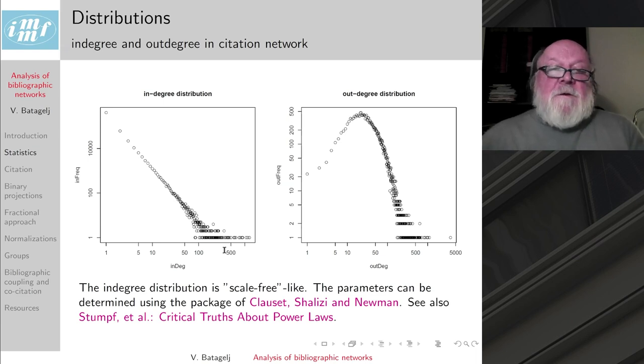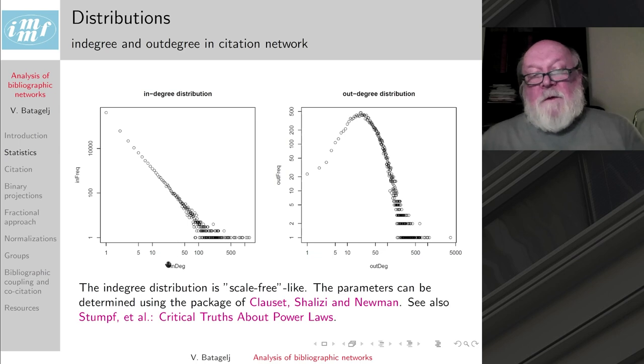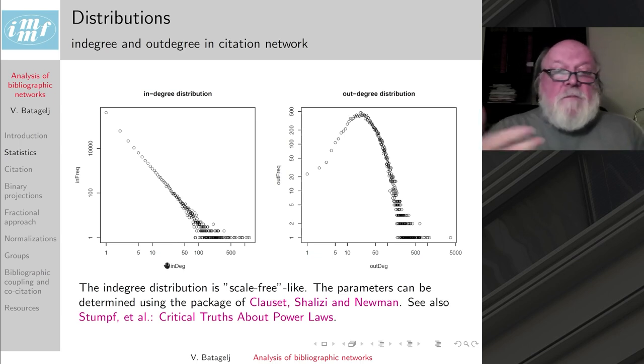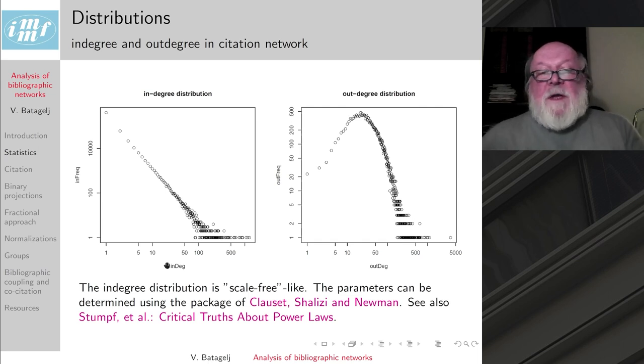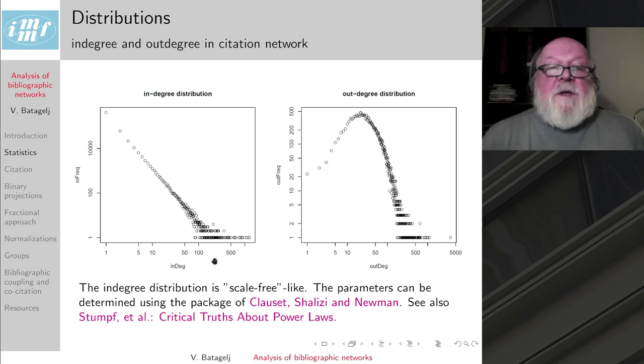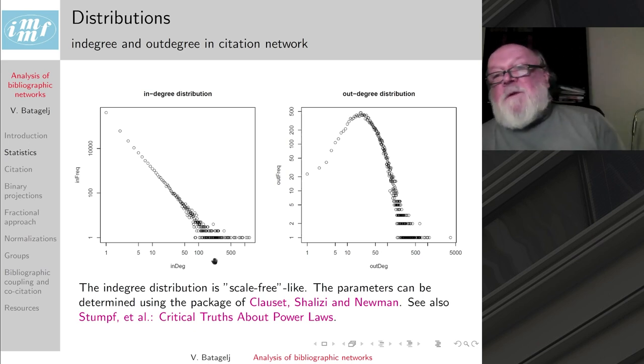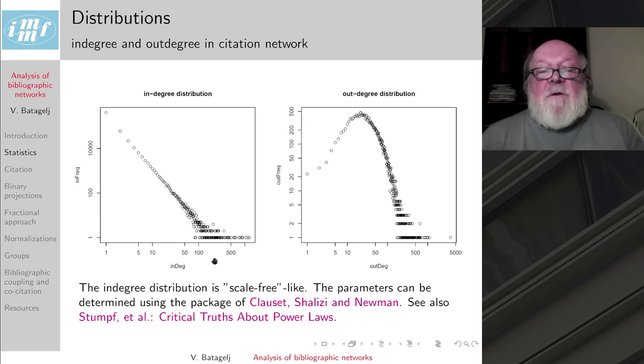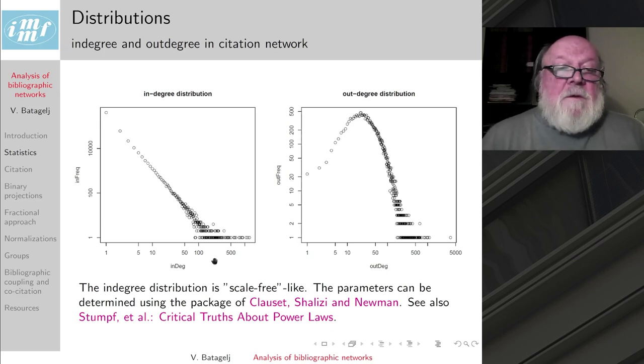But what turned out from the analysis of different real-life networks is that most of them, not all of them, are scale-free, but the distributions are much closer to this power law distribution than to the normal or Poisson distribution, which can be derived for the Erdős-Rényi model.